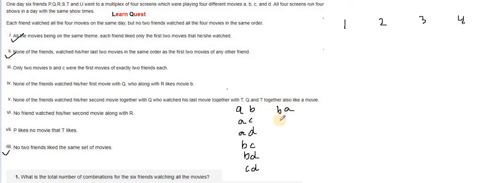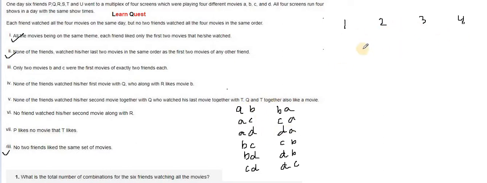AB, then here BA; AC, then here CA; AD, then here DA; BC, then here CB; BD, then here DB; and CD, then here DC. So these are the 12 different combinations. Of course these can be interchanged, meaning it can come here or it can come here, anywhere.